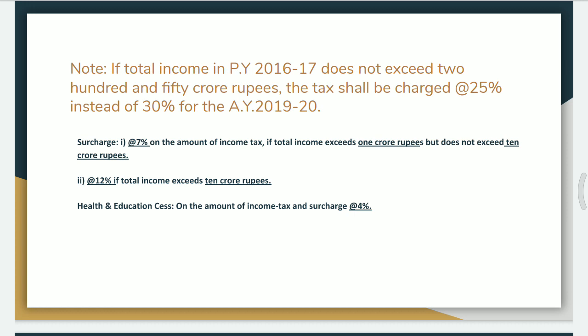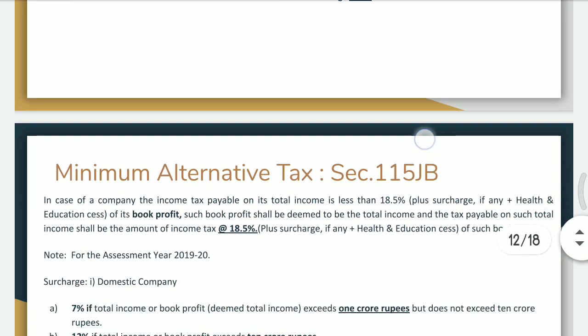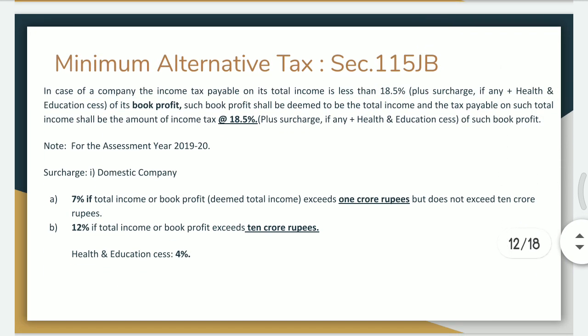Surcharge is 7% on the amount of income tax if total income exceeds 1 crore rupees but does not exceed 10 crore rupees, and 12% if total income exceeds 10 crore rupees. Health and education cess is 4% on the amount of income tax and surcharge.